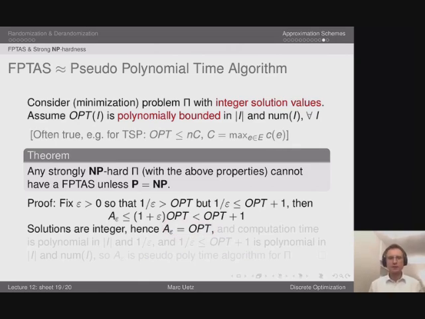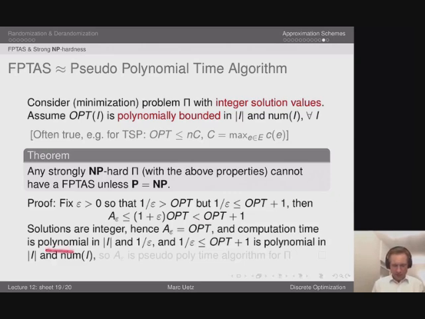And finally, what can I say about the computation time of our FPTAS? Well, by definition of an FPTAS, it is polynomial in the encoding length of the problem and the precision 1 over epsilon. But due to our choice of epsilon, this 1 over epsilon is at most the optimum solution value plus 1, and we had the assumption that the optimum solution value is polynomially bounded in the encoding length and the largest number, which means the computation time of our algorithm is polynomially bounded in the input size of the problem and the largest number that appears in the problem. So hence, this algorithm is a pseudo-polynomial time algorithm, which actually computes an optimum solution, and that cannot exist for any strongly NP-hard problem. So that finishes this final proof, which kind of makes clear that we can expect to find fully polynomial time approximation schemes only for problems that are weakly NP-hard, but not for problems that are strongly NP-hard.